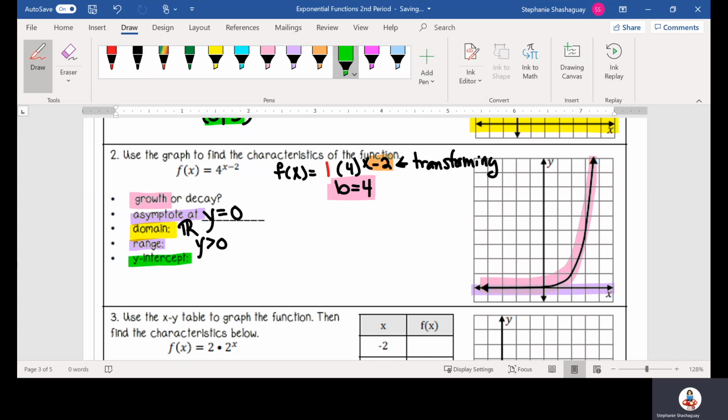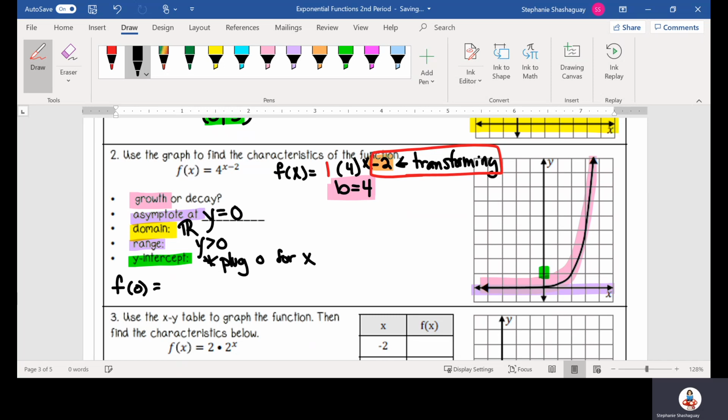Then I have my y-intercept. My y-intercept is not 1. Okay, you can see that just by looking at the graph. Why is it not 1, though? Well, that's because of this transformation that's happening with that negative 2. And that transformation is affecting my y-intercept. So I need to find what my y-intercept is. And so what I can do is plug 0 in for x, just like I did before. So if I don't know what the y-intercept is, I can plug in 0 for x.